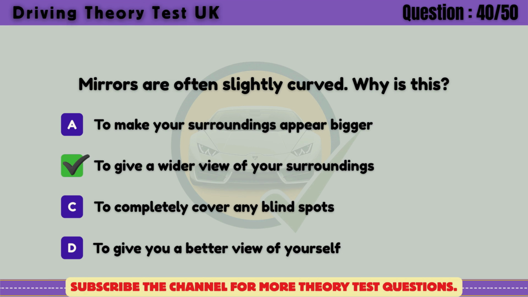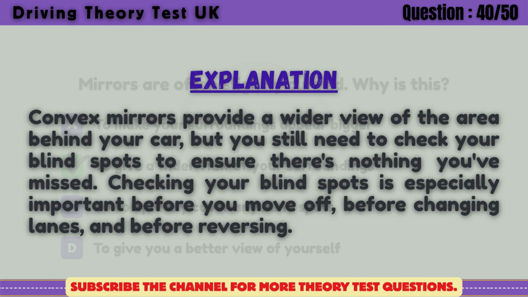Answer is B. To give a wider view of your surroundings. Convex mirrors provide a wider view of the area behind your car, but you still need to check your blind spots to ensure there's nothing you've missed. Checking your blind spots is especially important before you move off, before changing lanes, and before reversing.